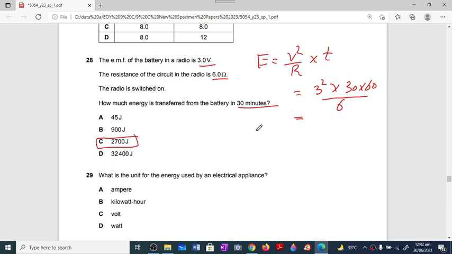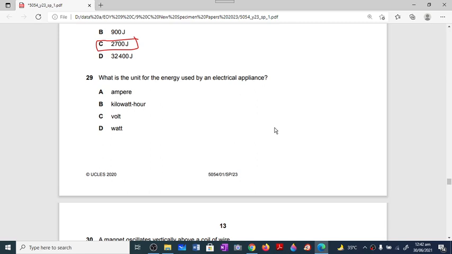Question number 29. Ampere is the unit for the current, volt is the PD, watt is the power. So for energy, the unit is kilowatt hour. The other unit of energy is joule. The kilowatt hour is used for the large quantity of energy for the electrical appliances.